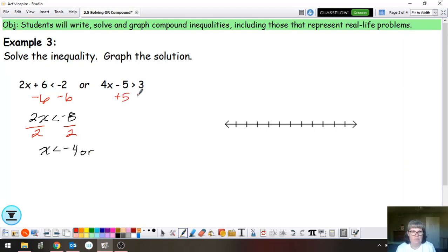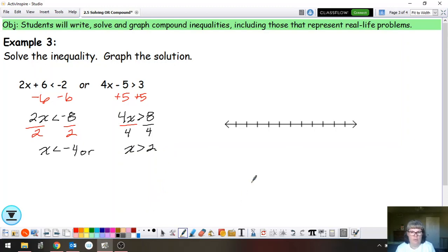Add 5 to both sides. And we have 4x is greater than 8. Divide both sides by 4. And we have x is greater than 2.